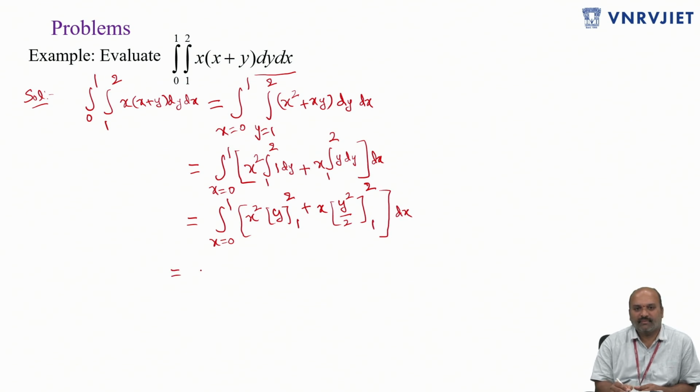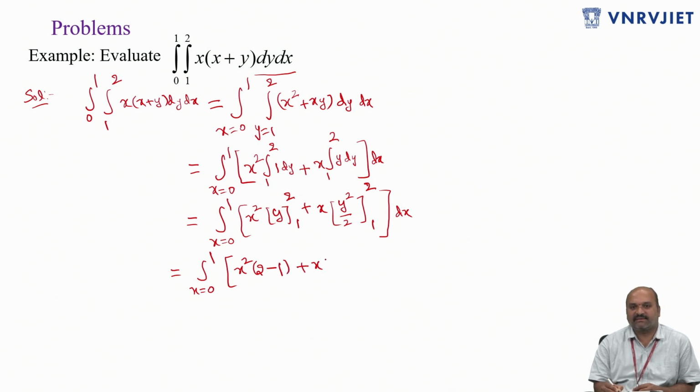Now it is integral x varies from 0 to 1. Let's substitute the limits. x square into, instead of y, since we integrated with respect to y, we have to substitute the upper and lower limits instead of y. Upper limit is 2, lower limit is 1. Substitute first the upper limit, it is 2, minus the substitution of the lower limit, instead of y 1. Next plus x into, instead of y 2, it is 2 square, which is 4. So 4 by 2 minus, instead of y 1, so it is 1 by 2, 1 square is 1, into dx.